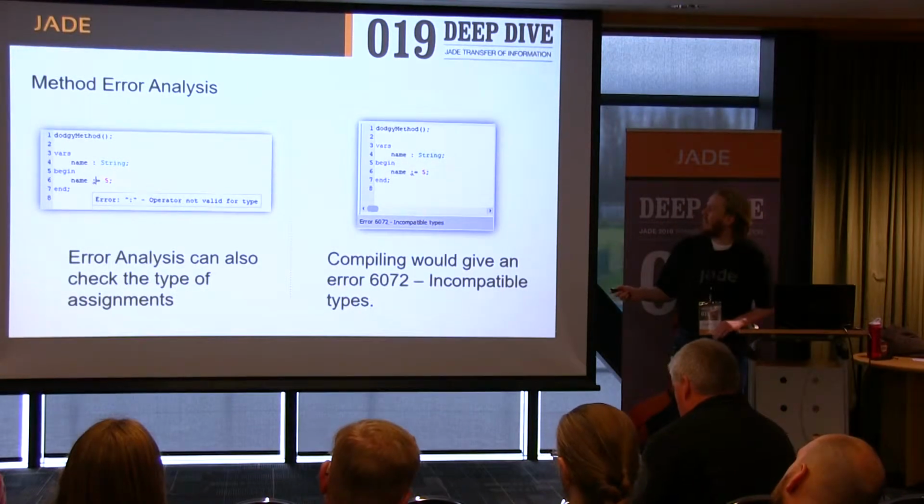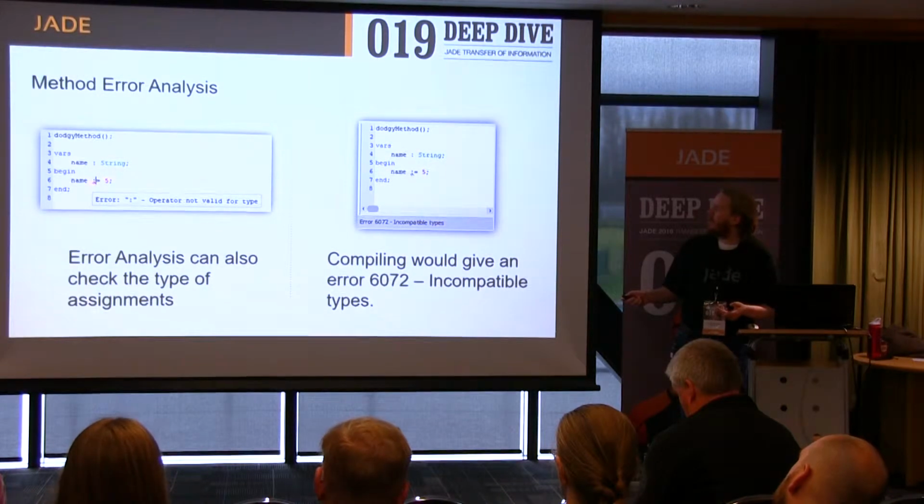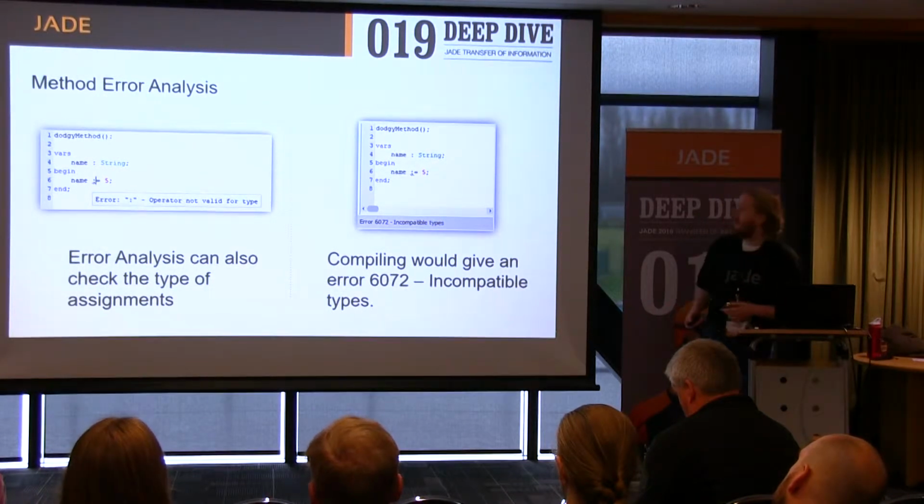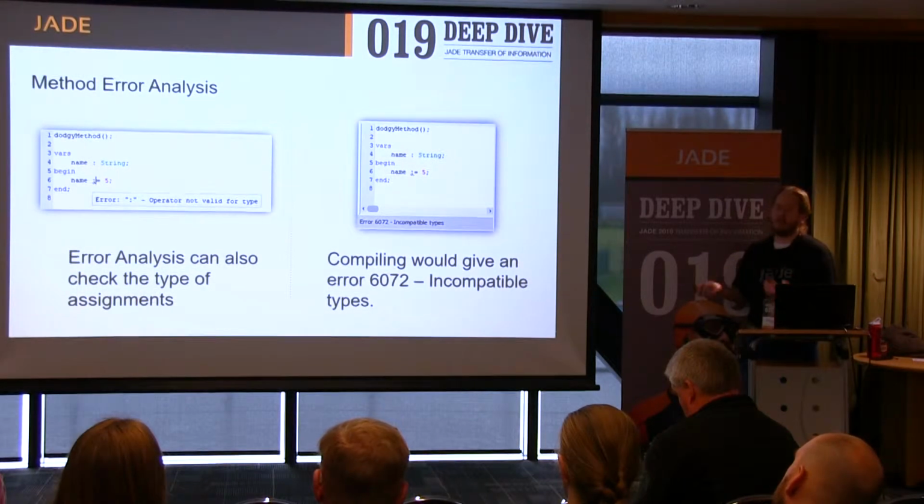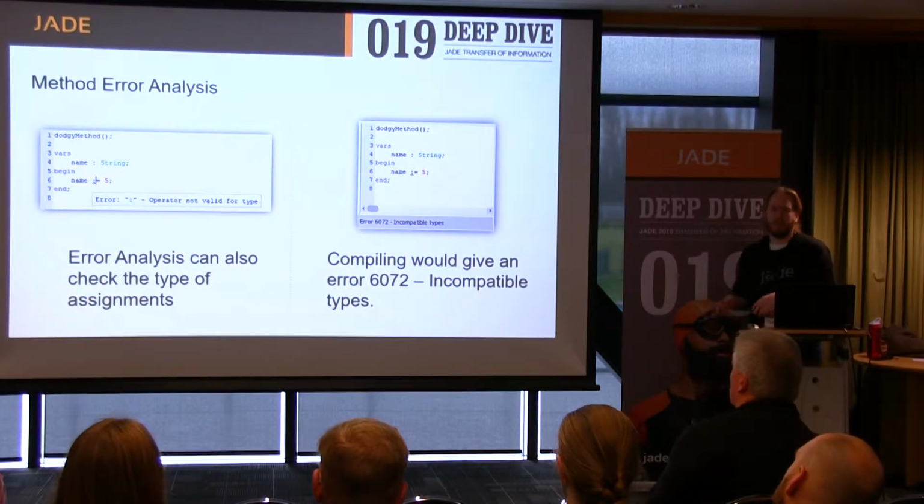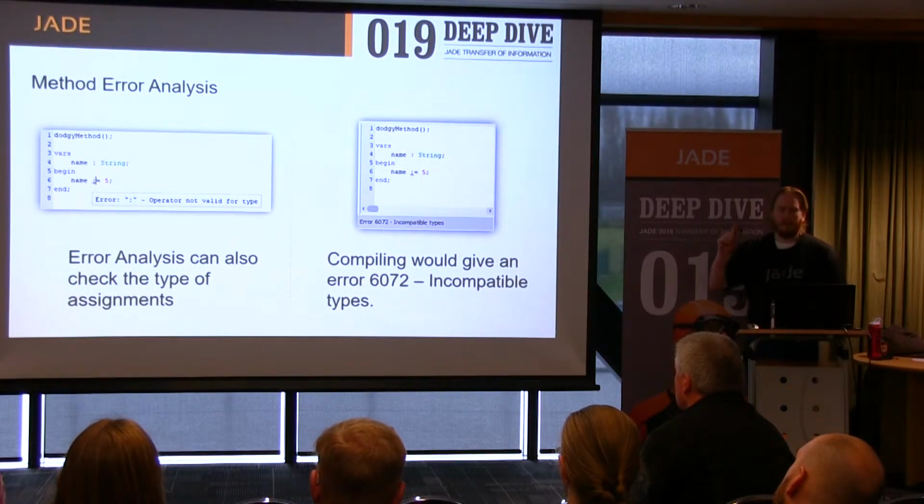And if I had compiled that, that would have given me a 6072 incompatible types. So as you'll see, anything that would give you a compiler error if you compiled will give you a red squiggle without having to compile. So ideally, when you come to compile, you should pretty much never get a compiler error because you should have already seen it from your red squiggle, your method error analysis, and been able to fix it without having to constantly spam your F8 key.